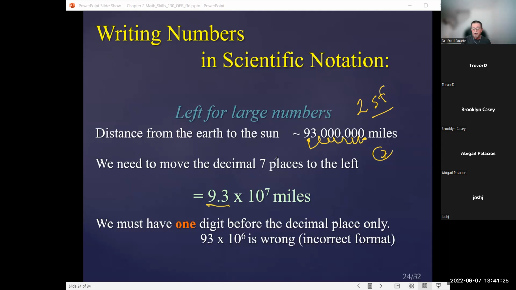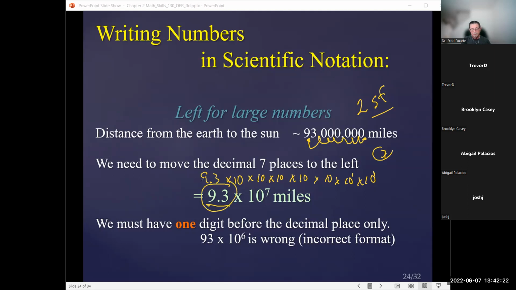Another way to write this is 9.3 times 10 times 10 times 10 times 10, and so on. We got here 1, 2, 3, 4, 5, 6, and 7. Okay, that's what they're doing. They're saying 9.3 times 10, 7 times, gives me 93 million. And when I multiply, it's understood it's 10 to the 1 power each one, I just add the exponents. So I have 7 exponents. So 9.3 times 10 to the 7th power is the number 93 million written in scientific notation.